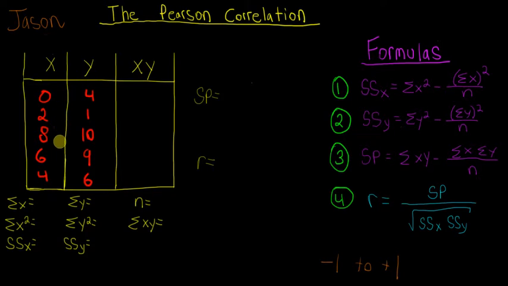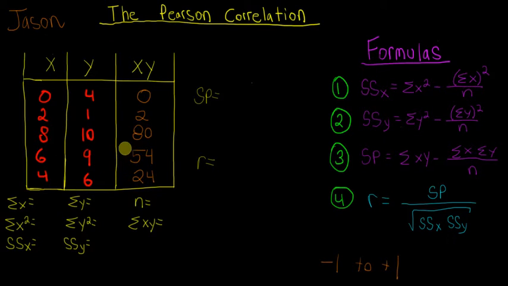So let's get started. I like to start from left to right. In this case, I have a column right here which is not filled out, and this column is x times y. So I'm going to fill out this column first. For x times y, all we're going to do is multiply the x value by its corresponding y value and plug that in here. So 0 times 4 gives us 0. 2 times 1 gives us 2. 8 times 10 gives us 80. 6 times 9, 54. And 4 times 6 is 24.